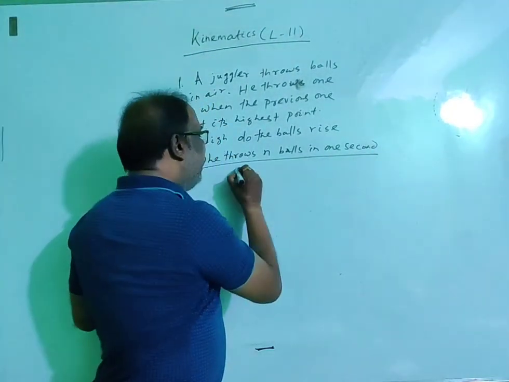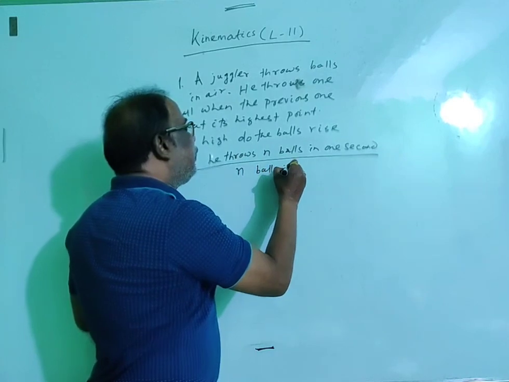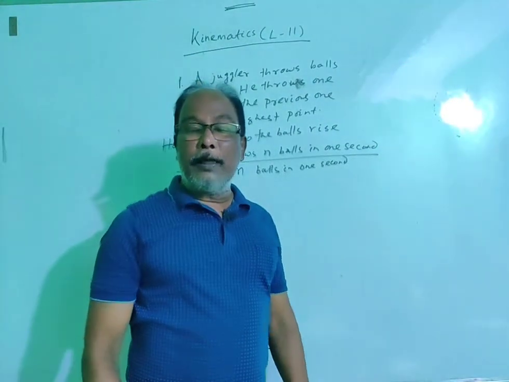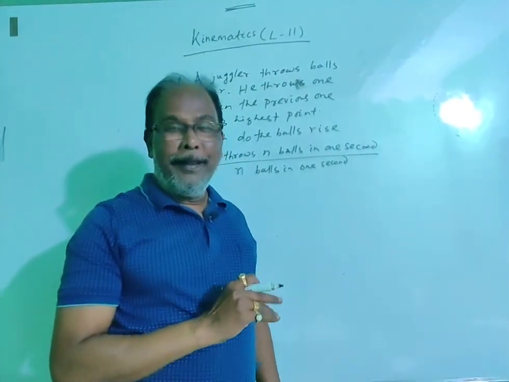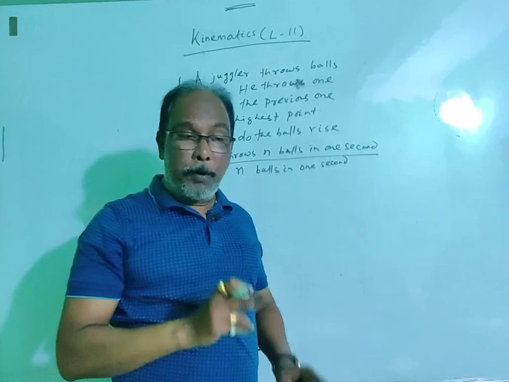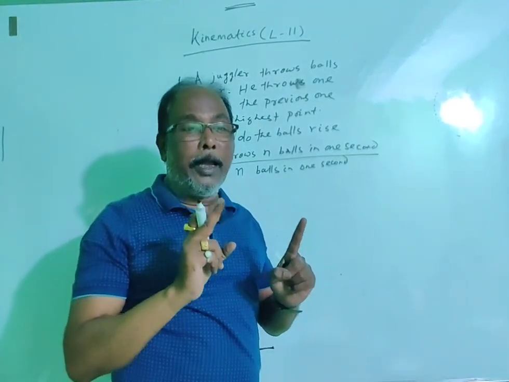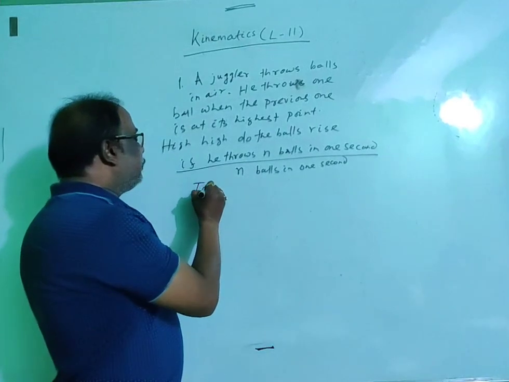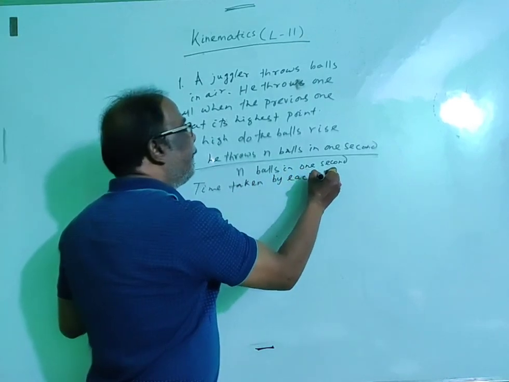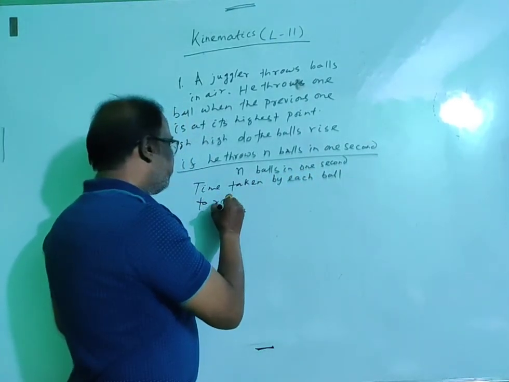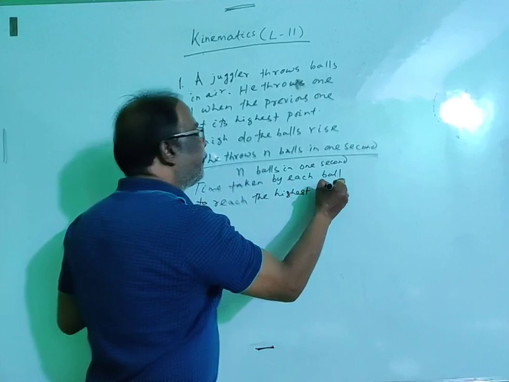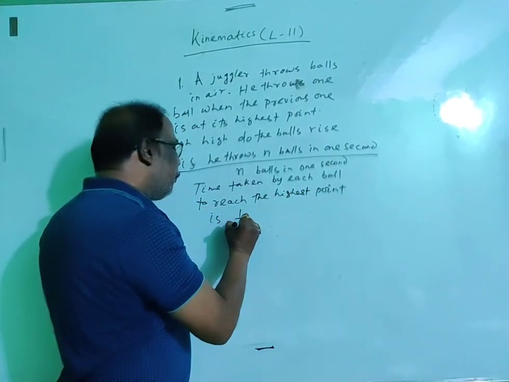He throws n balls in 1 second, but in such a way that when the first ball reaches the highest point, he throws the second ball. From these two discussions, we get an idea that the time taken by each ball to reach the highest point is 1 by n second.